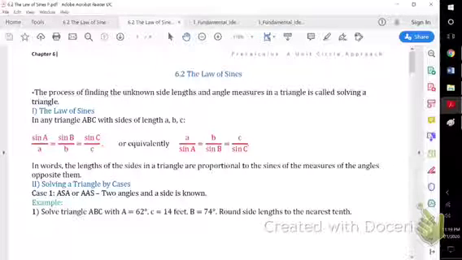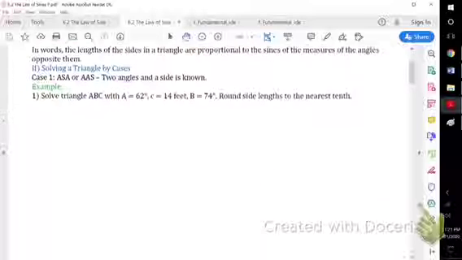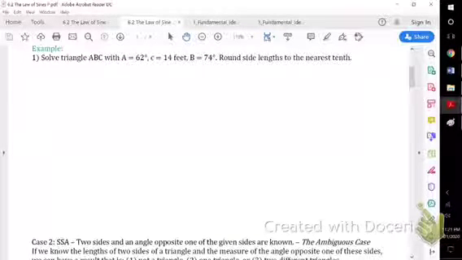So part 2 talks about solving a triangle by cases. And so what we're going to call case 1 is if we have angle side angle or angle angle side. Either way, we've got 2 angles and a side that is known. So let's look at example 1. Example 1 says we want to solve triangle ABC with angle A is 62 degrees, side C is 14 feet, and angle B is 74 degrees. Round side lengths to the nearest tenth.